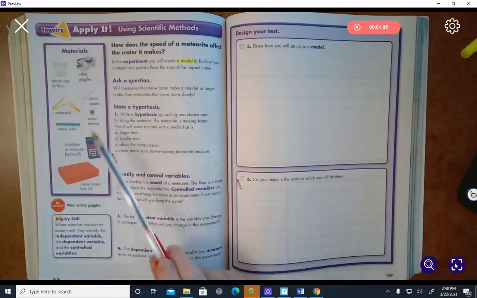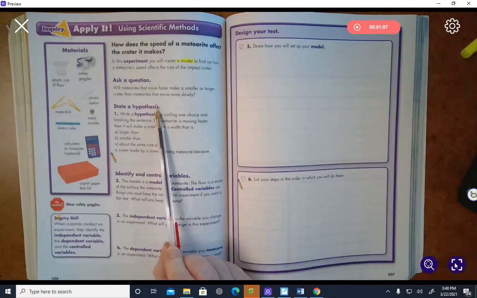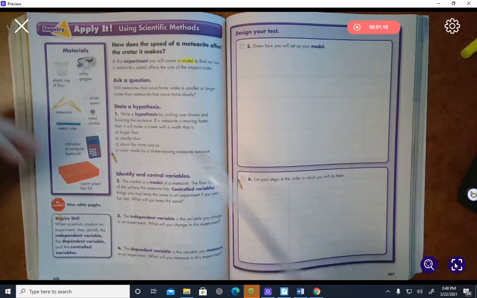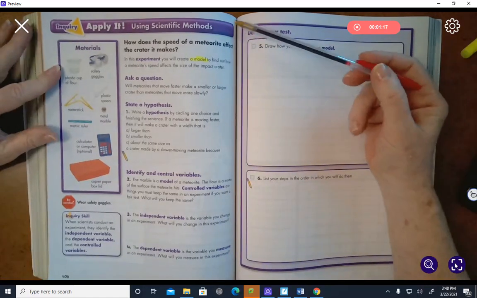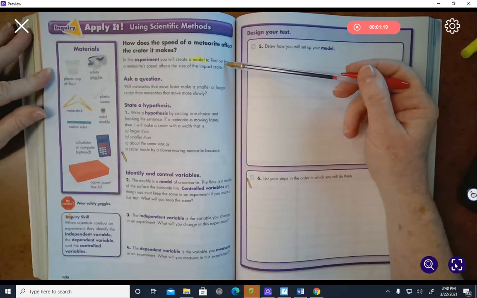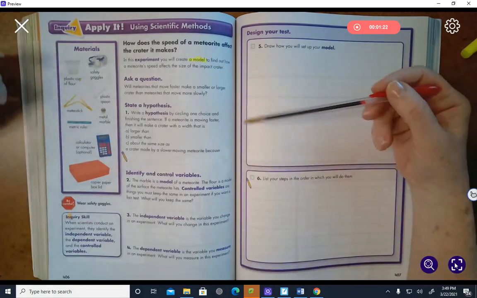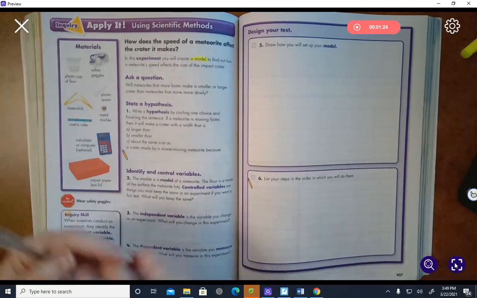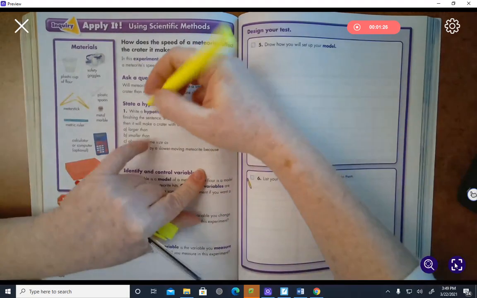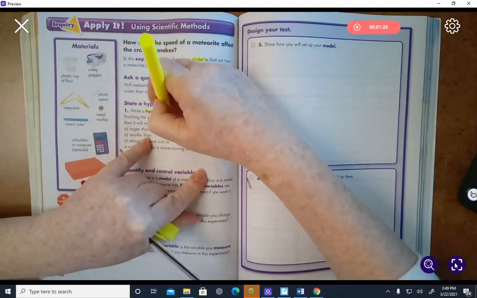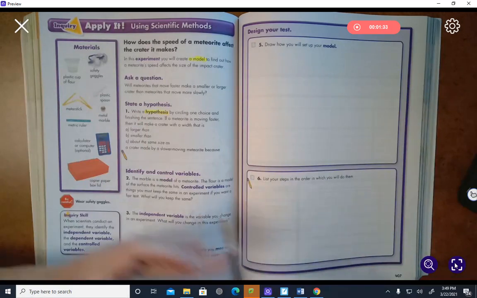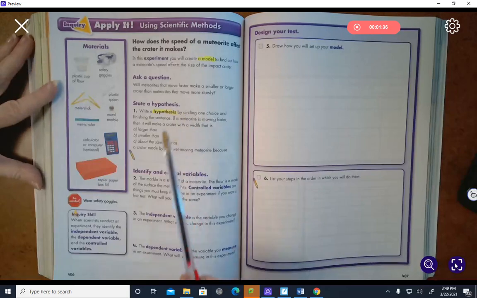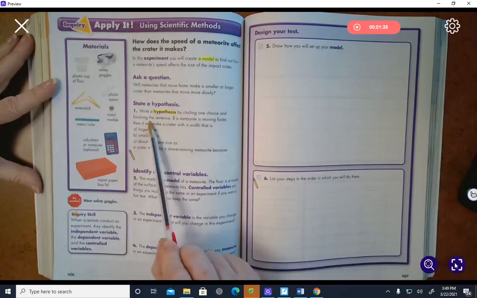Okay, so now we actually have to state a hypothesis. The hypothesis is going to give us an educated guess of what the answer to that question, how does the speed of a meteorite affect the crater it makes, might be. When you write a hypothesis, another word that should be becoming part of your vernacular, meaning part of your everyday vocabulary when it comes to talking about science, write a hypothesis by circling one choice and then finishing the sentence.